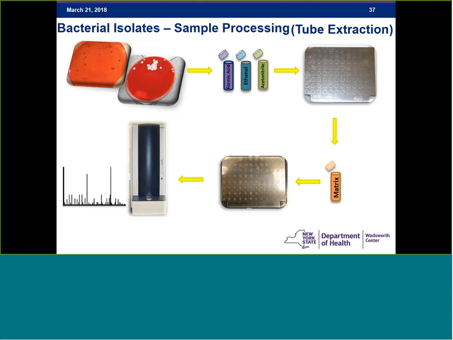The last method is the tube extraction. For this method, an isolate is extracted using formic acid, ethanol, and acetonitrile. After extracting, the solution is spotted on a target, allowed to dry, and overlaid with matrix before being placed in the instrument to be analyzed.